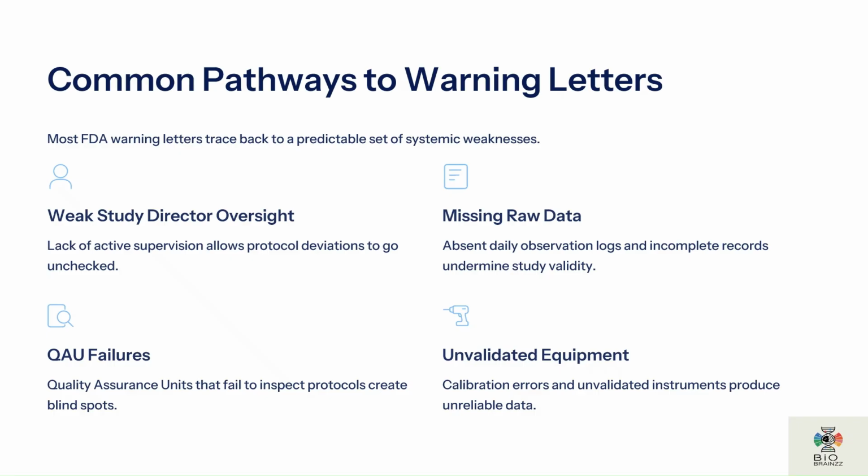Some common reasons include poor study director oversight. When study directors do not properly supervise studies, errors may go unnoticed. Missing raw data: if records are incomplete or missing, regulators cannot verify the study results. QA failures: if the quality assurance team does not perform inspections properly, problems remain hidden.